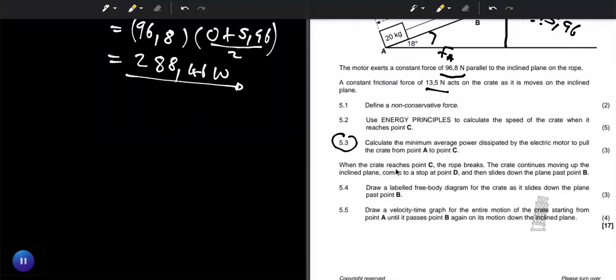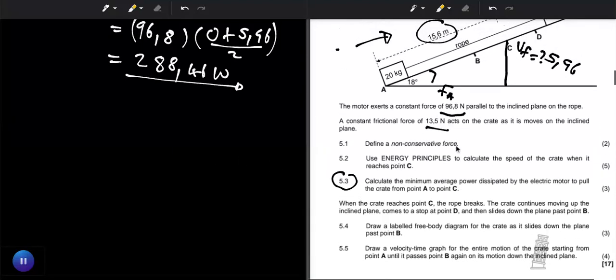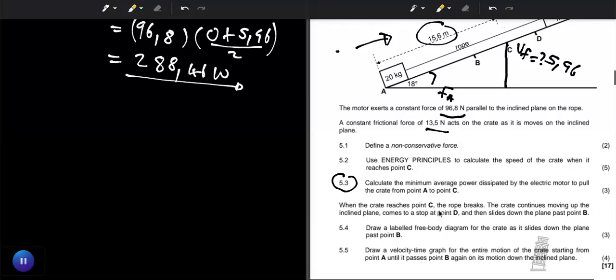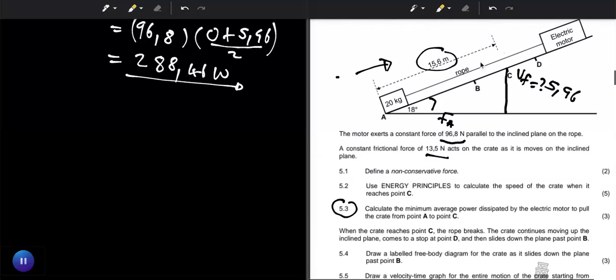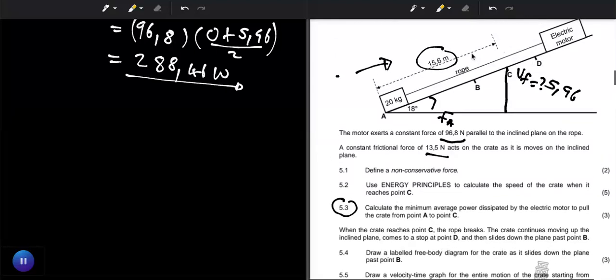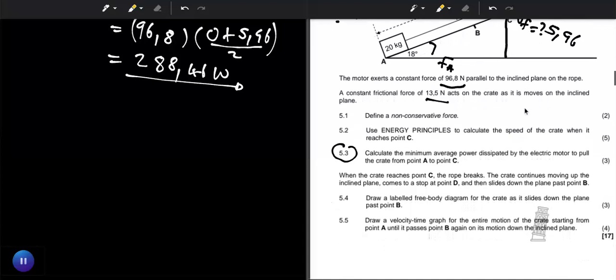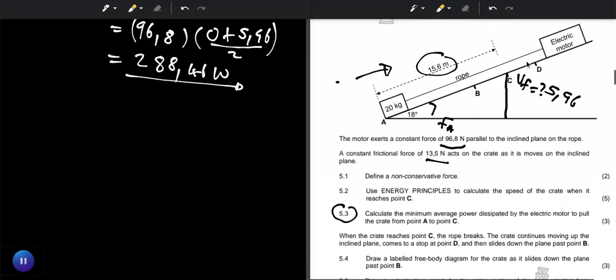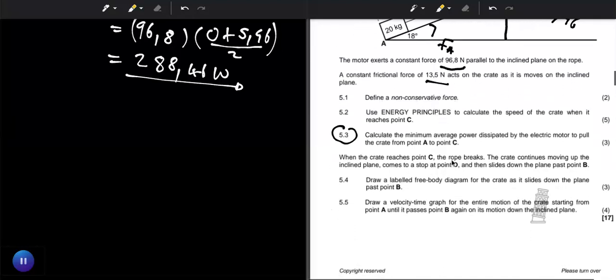So they say there, when the crate reaches C, the rope breaks, which means this rope actually breaks. Now the crate continues moving up the incline and comes to a stop at D, which means the velocity slows down and stops here. And then it slides down the plane past point B. This is what they're telling us.